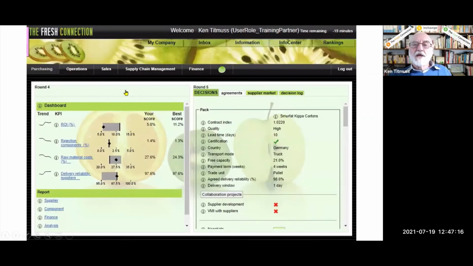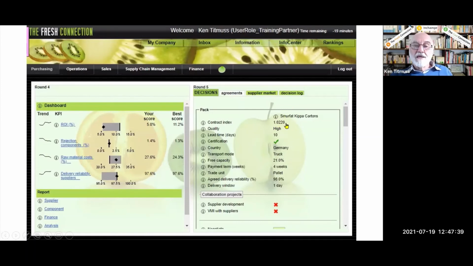Then if we look at purchasing, what have we got in purchasing? Well, we've got our agreements with our suppliers here. So here's our supplier for the 1 liter packaging. And these are the things that we can negotiate on, all right? And we get a contract index, here we go, 1.0220.